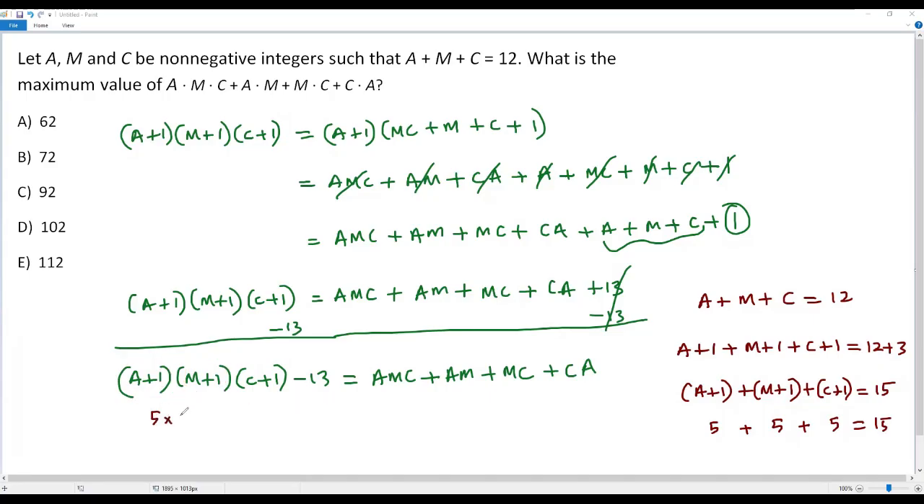That is 5 times 5 times 5, minus 13. 5 times 5 is 25. 25 times 5 is 125. 125 minus 13 is equal to 112. 112 is the maximum value of this expression. We find 112 in answer choice E. The correct answer choice for this question is E.